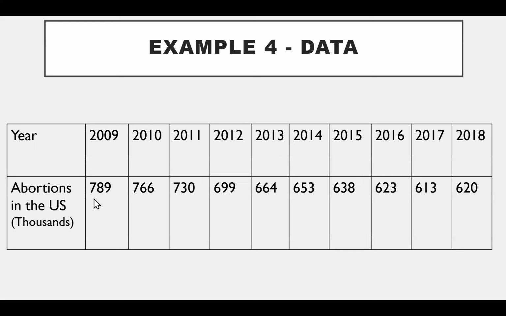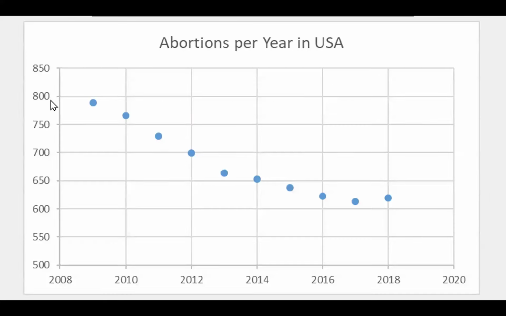Now this is in thousands. So this is 789,000 in 2009. And then it's going down. 2017 had the lowest number of 613,000 abortions. And we get this pattern. It kind of looks pretty linear up until maybe 2016 and then kind of flattens out.